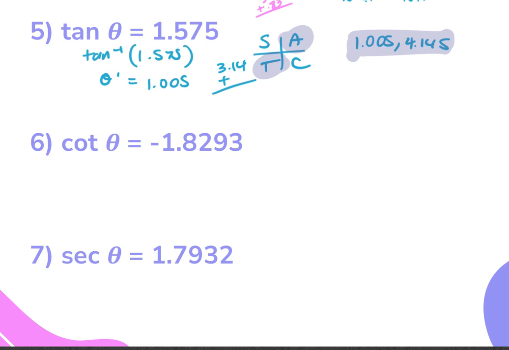Go to 6. Cotangent and a negative, right? So how do I start? Tan negative 1, don't put that in the bottom. 1 over positive 1.8293.